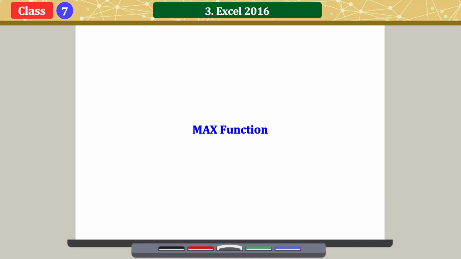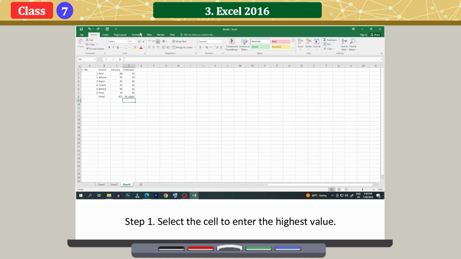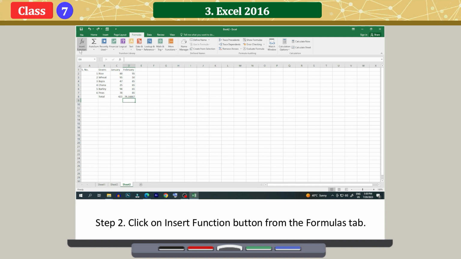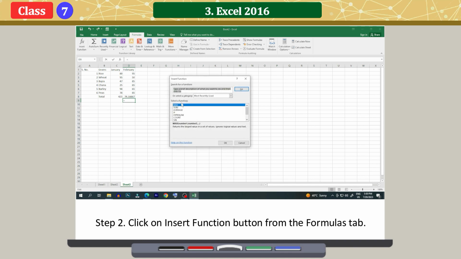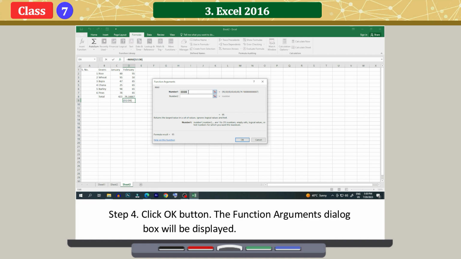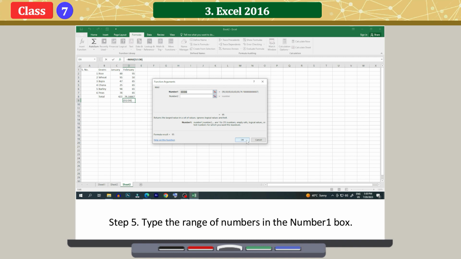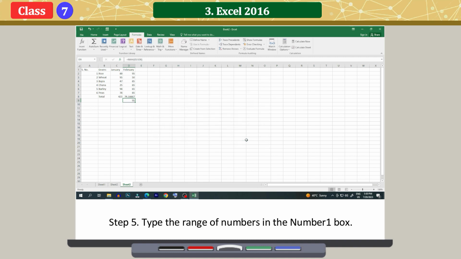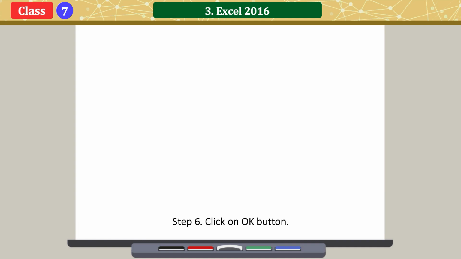Max function. Select the cell to enter the highest value. Click on Insert Function button from the Formulas tab. When the Insert Function dialog box is displayed, click on Max function in the Select a Function box. Click OK button. The Function Arguments dialog box will be displayed. Type the range of numbers in the Number 1 box. Click on OK button.